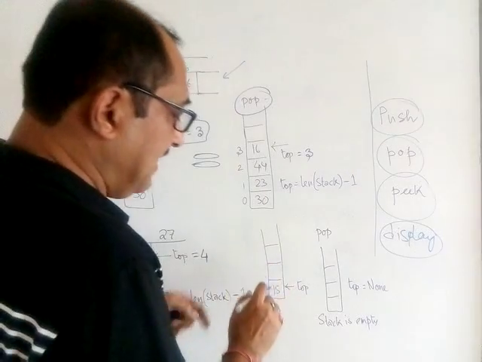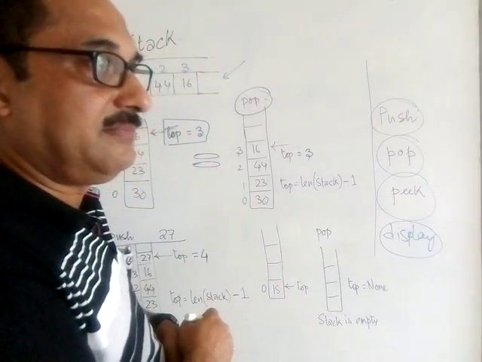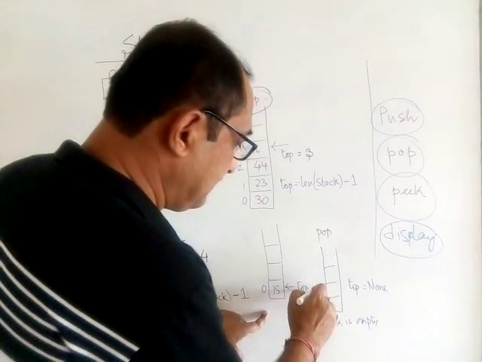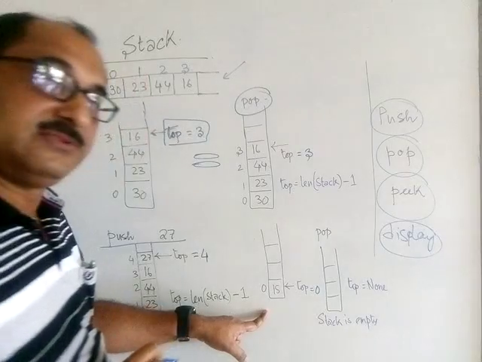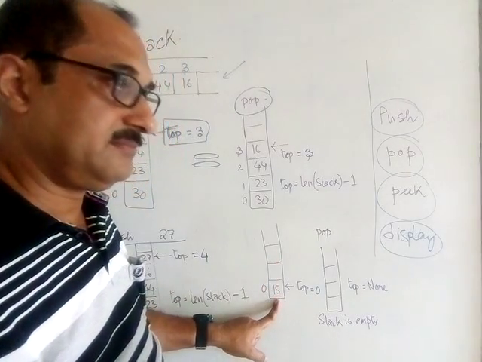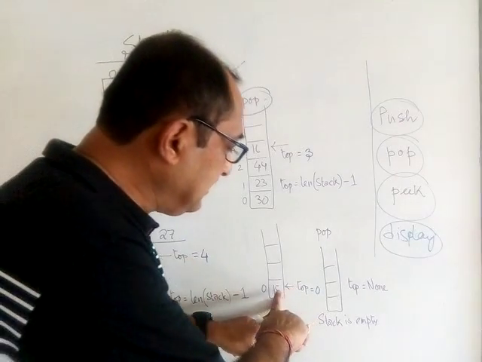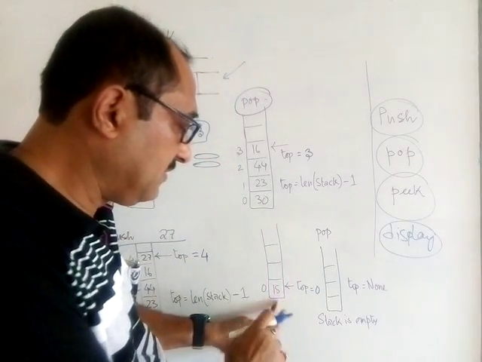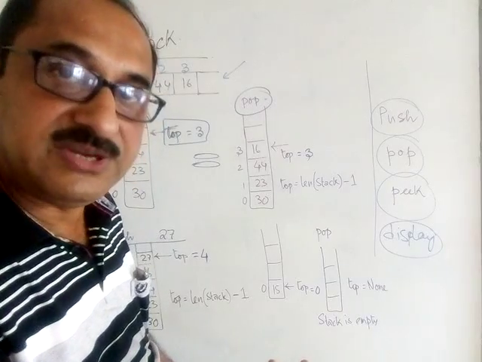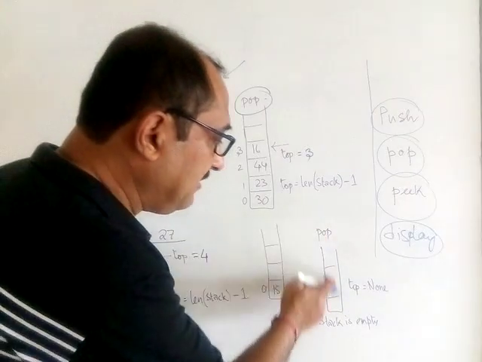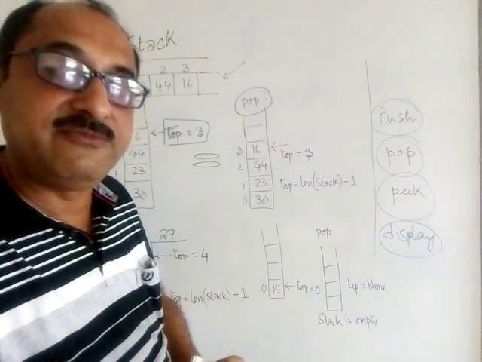Now let us imagine at any given time, my stack was looking like that. That means my top was 0. At this time, pay attention to this very carefully. If you pop, obviously pop means you remove 15 only from here, then the array, or the list, will become completely vacant.